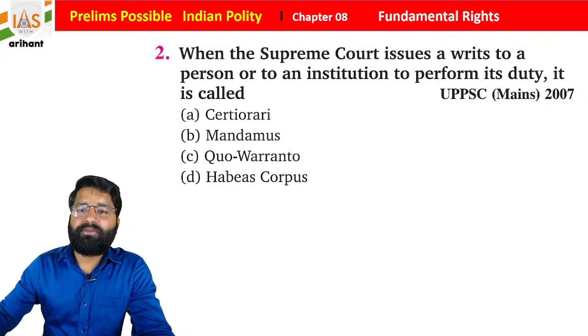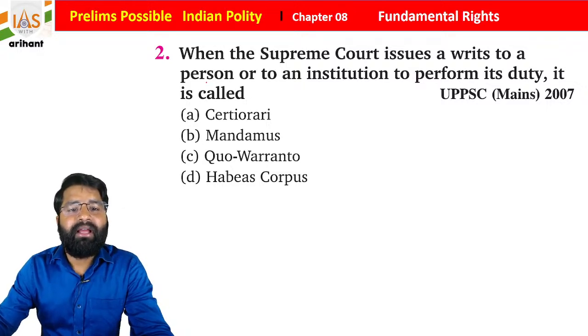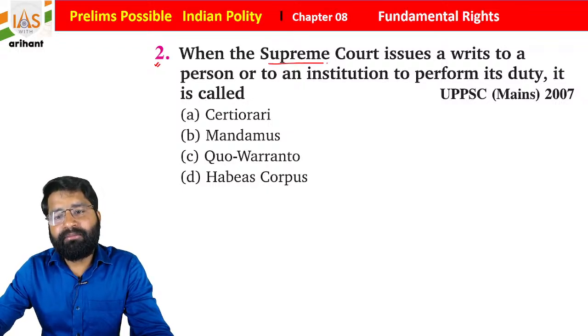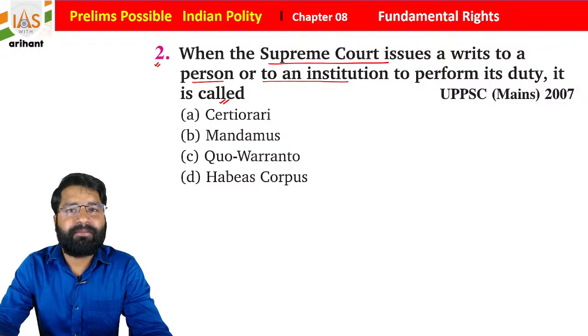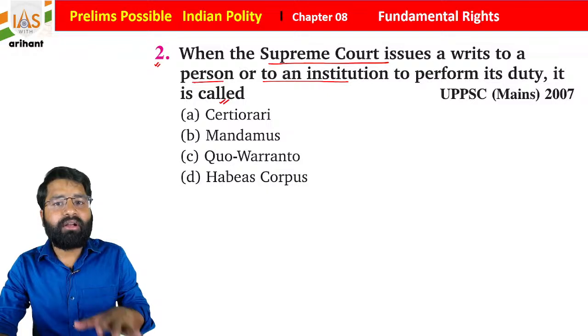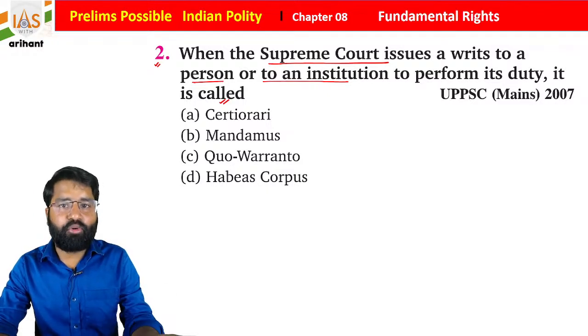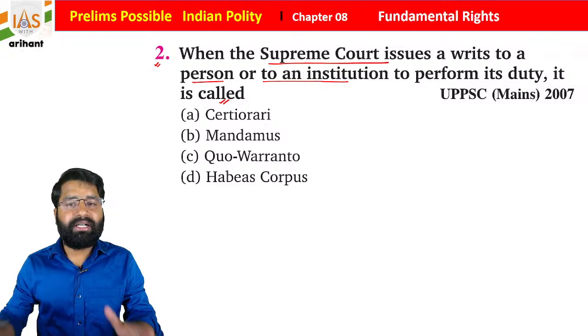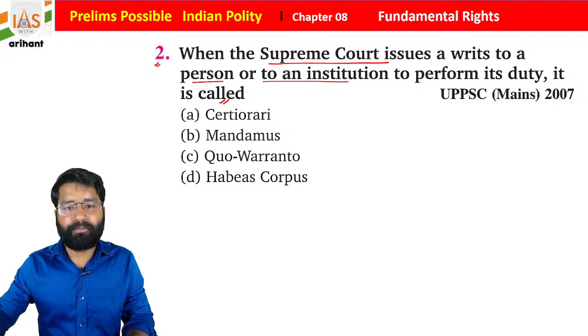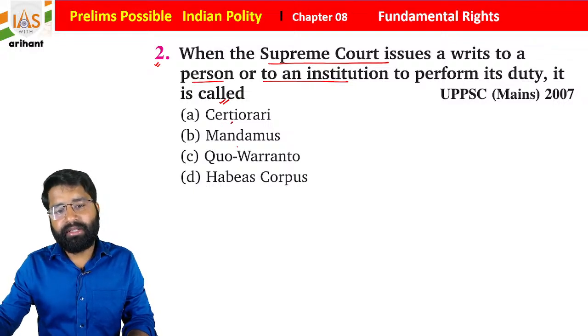Now see, this question was in UPPSC 2007, and it says: when the Supreme Court issues writs to a person or to an institution to perform its duty, it is called as what? Let's suppose any official is not performing their duty, or is misusing their power and post. Which type of writ can be issued by courts, students, or the Supreme Court under Article 32? The options are certiorari, mandamus, quo warranto, and habeas corpus.